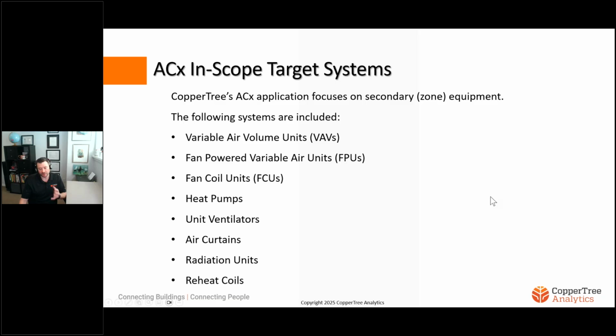Usually we're talking about VAVs, fan power units, fan coils, heat pumps, unit ventilators, air curtains, radiation units, reheat coils, etc. And the reason why Coppertree focuses on secondary equipment is that in this world here at ACX, we are writing to systems. So we are leveraging writable properties in BACnet to write to outputs on pieces of equipment's controls, right? And what we don't want to be doing is turning on primary chilled water pumps or enabling a chiller, for instance, or a major piece of equipment. We don't want to do that because there's some liability in that for us. That's just much more prone to faults or things happening within that.